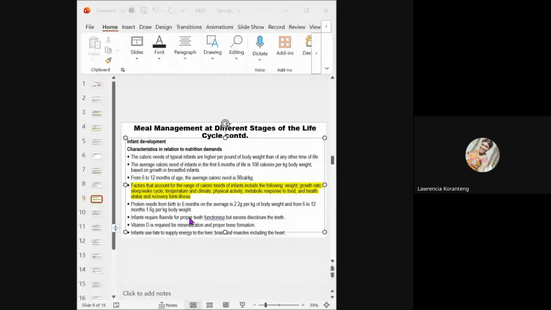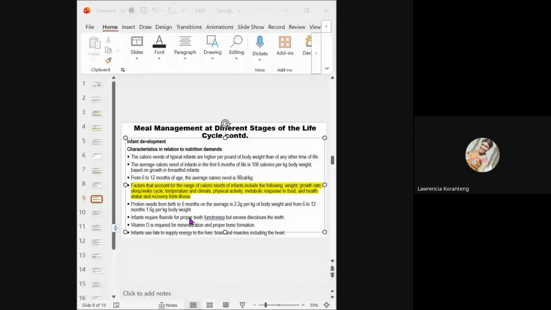The temperature and the climate, is it too warm, too hot, too cold? Also influence what they eat. And their physical activity, as you said, they are not doing anything. But even if they are not doing anything and they are sleeping, when they wake up, is the child able to move the legs, the hands, giggle, and do all that?